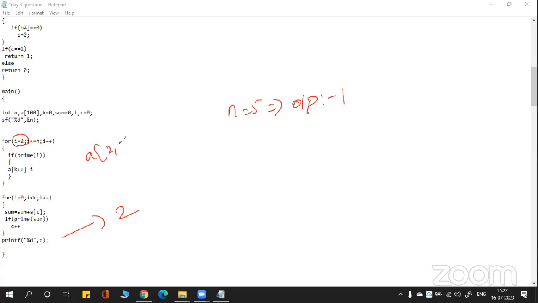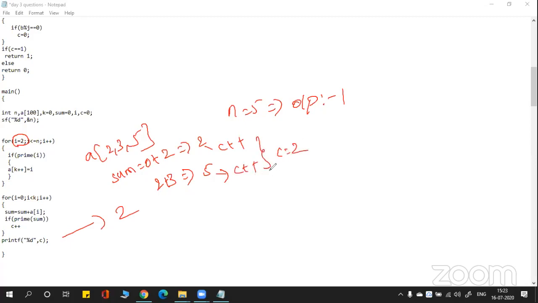If you observe, I'll be storing 2, 3, 5. My array size will be this. If I take n is equal to 5, first time sum is equal to 0 plus 2. The first number is 2, right? After that, I'll check: is 2 a prime number? Yes, then my count will be incremented. Next, I'll take 2 plus 3. What is 2 plus 3? 5. Is 5 a prime number? Yes, C plus plus. So now my count became 2.